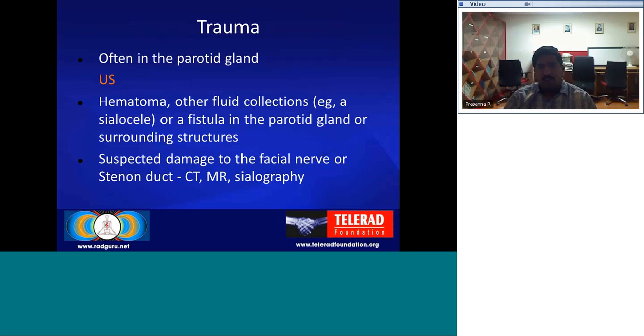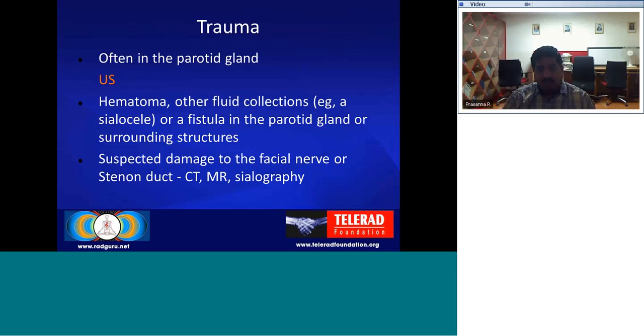So a small word on the traumatic findings. Trauma most commonly involves the parotid gland because the other salivary glands are hidden behind the mandible, and they are well protected, unless there is a shattering injury. So parotid glands are easily accessible for trauma. The ultrasound findings are typical of any other traumatic lesions: we can see a hematoma, fluid collections, or at a later stage a fistulous formation between the parotid gland and the surrounding structures.